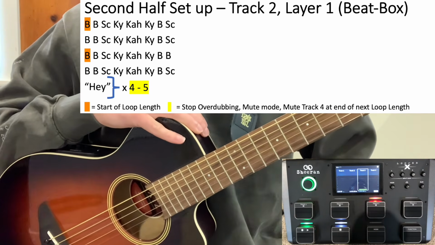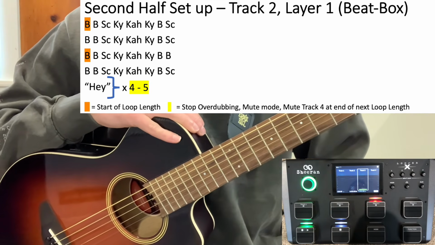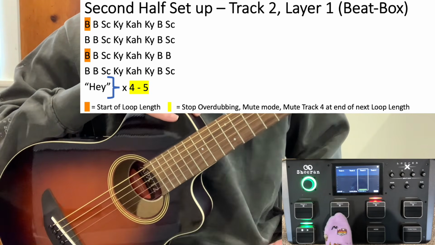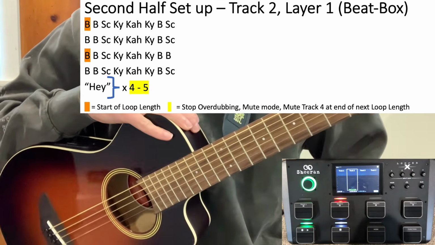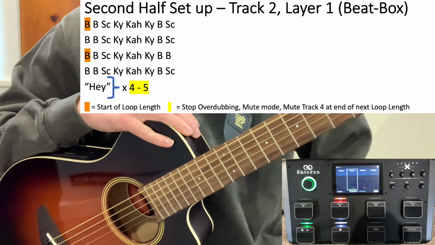So now we're on to part 6 of the second half setup, which is actually the last part of setting up this second half of the song. What you're going to want to do is to go onto whatever track that you've been recording your beatboxing onto before, and you're basically just going to be beatboxing and singing what I have shown up on the screen.